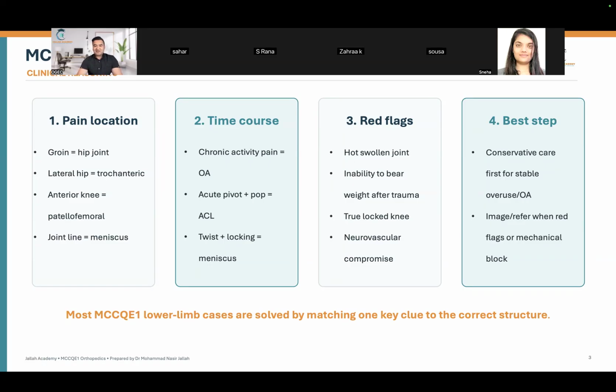All right, so chronic activity pain is osteoarthritis, especially if it is a woman, if it is an elderly patient, if the patient has chronic pain. Acute pivot plus pop: if somebody comes with knee pain, the injury happened due to a pivot or intense exercise, the patient heard a pop, and then the patient starts to feel that the knee is giving way. That is more likely to be an ACL, anterior cruciate ligament, tear.